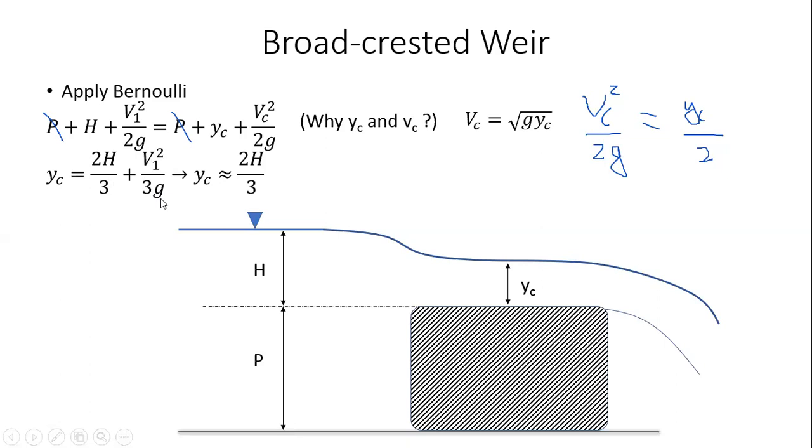Okay, so this is very important. I've simply rearranged: YC plus VC square by 2G has become 3YC by 2. Then I cross multiply, and I get 2H by 3 plus V1 square by 3G. Again, the same assumption applies: V1 is very small, we'll ignore it. And then we get YC is approximately equal to 2 capital H by 3. All right. So let me erase this quickly.